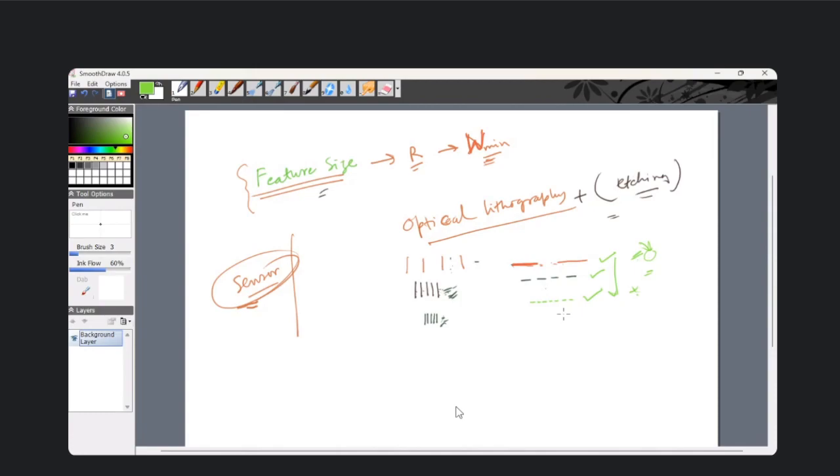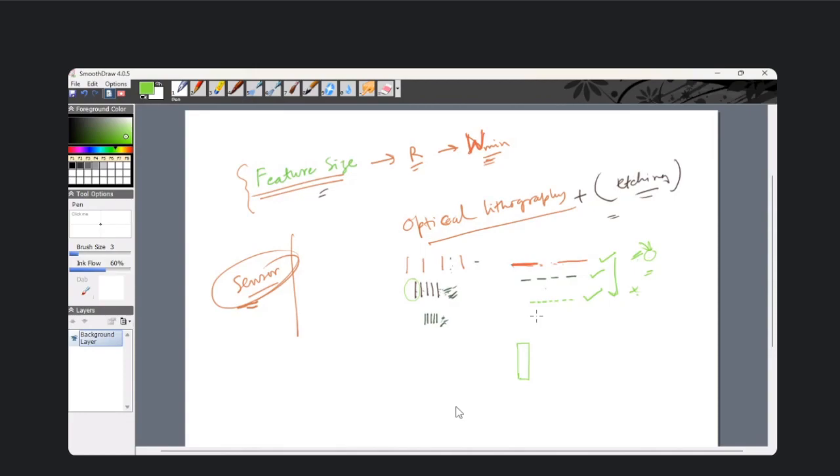So the main challenge is the pattern dimension. Suppose this line, the dimension of the pattern; if you zoom into these lines, they will be nothing but some rectangles, some geometrical shapes. The dimension of these regions or lines you are going to print should be comparable to the wavelength of the light. Dimensions are becoming smaller and smaller with time.